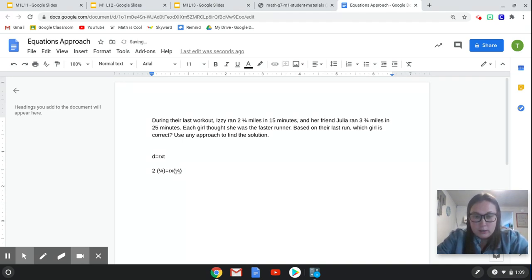So we're going to divide by 1/4 on each side, which ends up looking like 4/1 times 9/4, and that will equal R. And when you solve that, you get 4 times 9 is 36/4 equals R, which reduces down to 9 miles per hour equals the rate. So that's for Izzy. And then you would do the same for Julia.